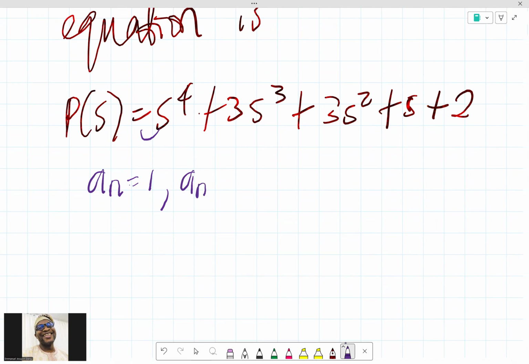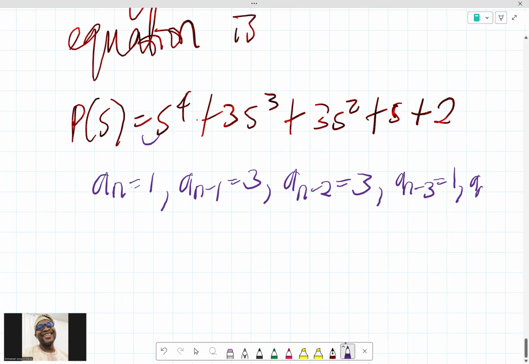Then an minus 1 is equal to 3, as you can see. And we have an minus 2 is also equal to 3. Then an minus 3 is equal to 1, that's the coefficient of S. And an minus 4 is equal to 2.